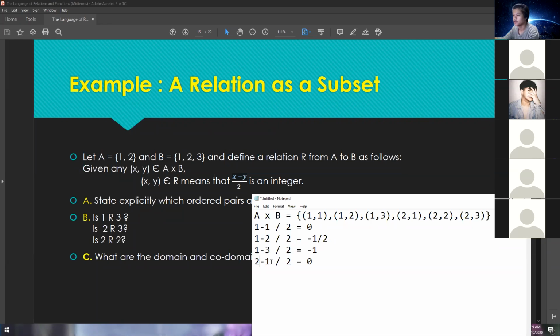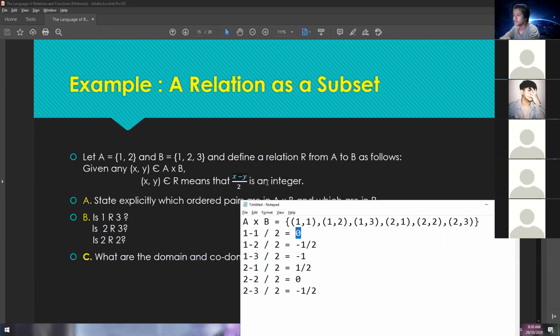Okay? So we're almost done. 2 minus 1 is 1, divided by 2 is 1 half. How about 2, 2? 2 minus 2 is 0. This one is 0, so it's correct. How about 2 minus 3? Negative 1 half. So after you get all the possible answers, let's say 0, 1 half, negative 1 half, negative 1, and so on and so forth, let's move on to the next condition.